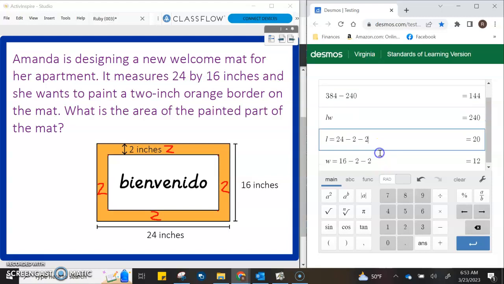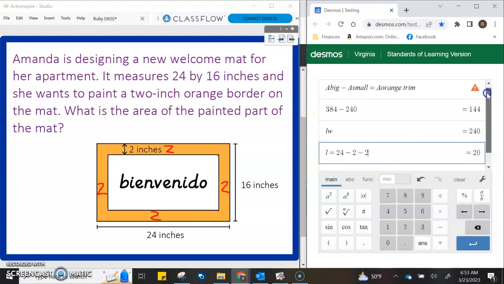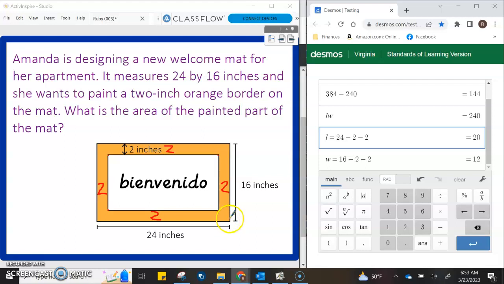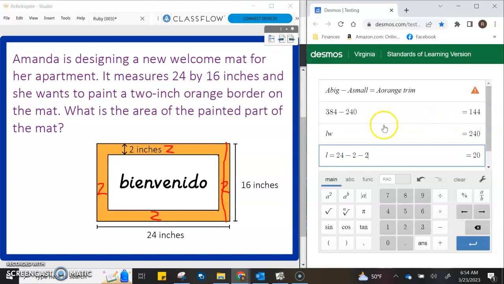Now, I just want to make sure you understand how I did this. To find the area of the small rectangle, I took this big length, subtracted 2, and subtracted 2. To find the width, I took the big width, subtracted 2, subtracted 2. And my calculator did it for me, and it found the area of the small rectangle. So big rectangle area minus small rectangle area gave me the area of the orange trim. And that area is going to be 144 inches squared.